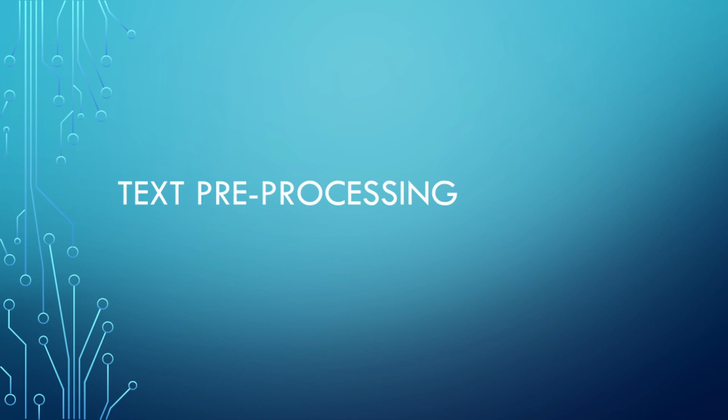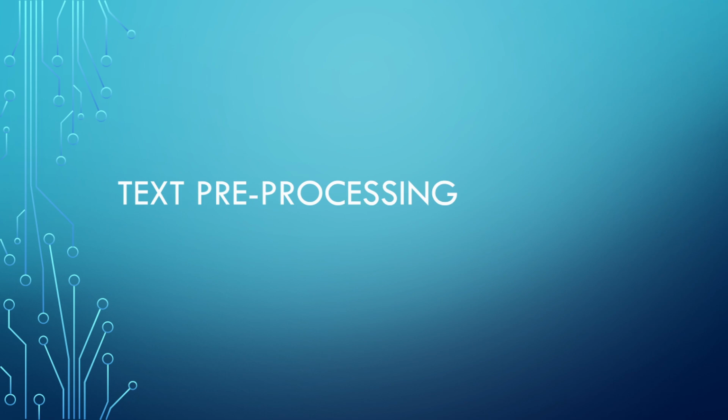So text pre-processing is one of the first steps that we do in NLP. And in text pre-processing, we pre-process the text so that it can be fed into the model for training. And in pre-processing, there are various steps, mainly text cleaning, text normalization, and text tokenization. So we'll go through each of them one by one.